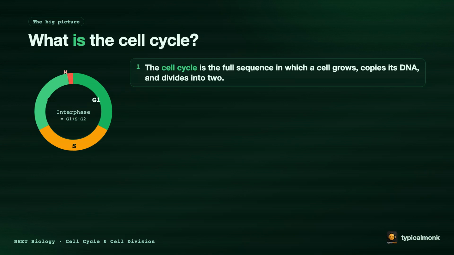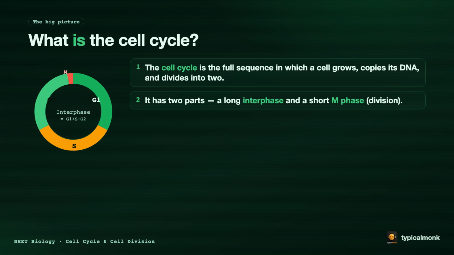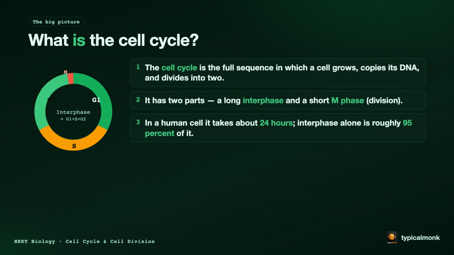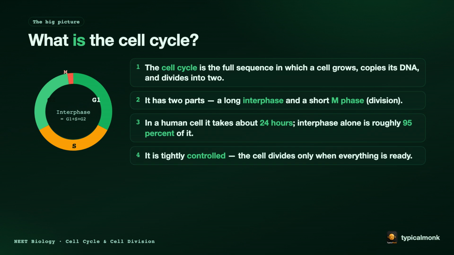First, the whole picture. Look at this clock-like cycle. The cell cycle is the full sequence in which a cell grows, copies its DNA, and divides into two. It has 2 parts, a long interphase and a short M phase, that is division. In a human cell, it takes about 24 hours. Interphase alone is roughly 95% of it. And it is very tightly controlled. The cell divides only when everything is ready.